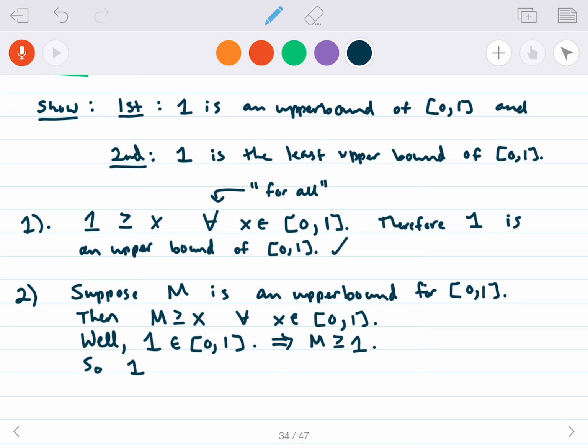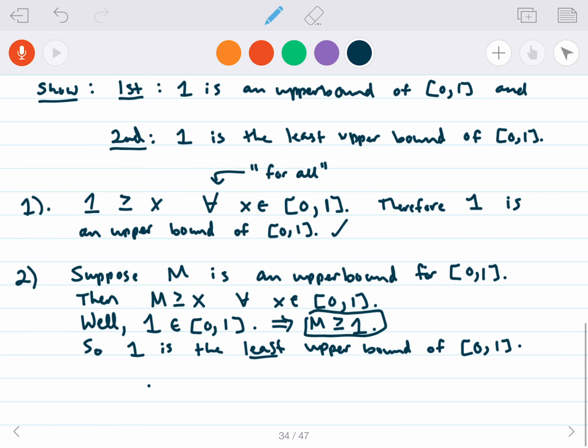So 1 is the least upper bound of [0, 1]. Right? We said, okay, let there be an upper bound of [0, 1], and we showed that that upper bound is bigger than or equal to 1, i.e. 1 is less than or equal to the upper bound. Okay, so 1 is the least upper bound. And so we conclude that 1 is the supremum of [0, 1]. Okay.